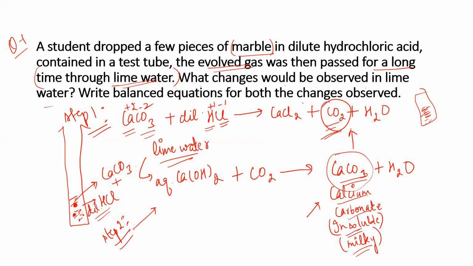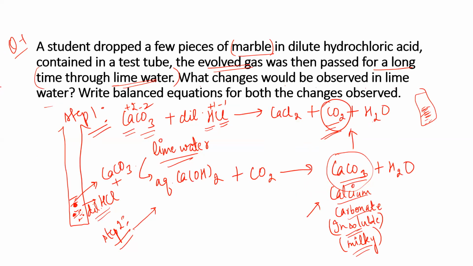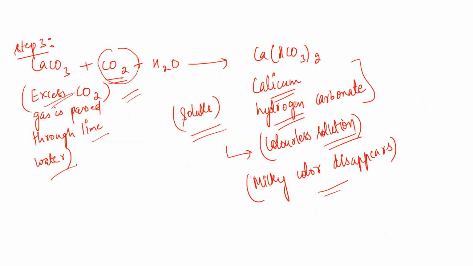So write a balanced equation for both the changes observed. You can see this is step 1, step 2, and this is step 3. So this is all about the question of what changes would be observed. Here you can write that the milky color disappears due to the formation of calcium hydrogen carbonate, which is soluble. So this is all about question number 1.